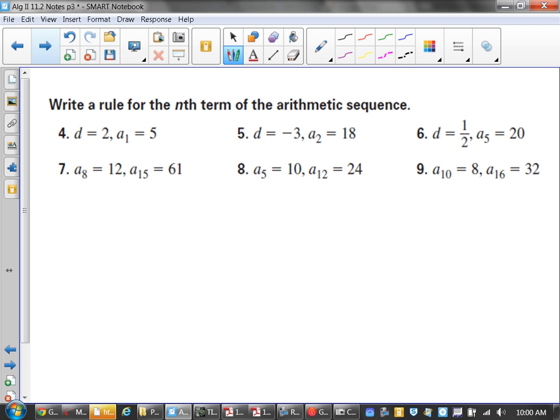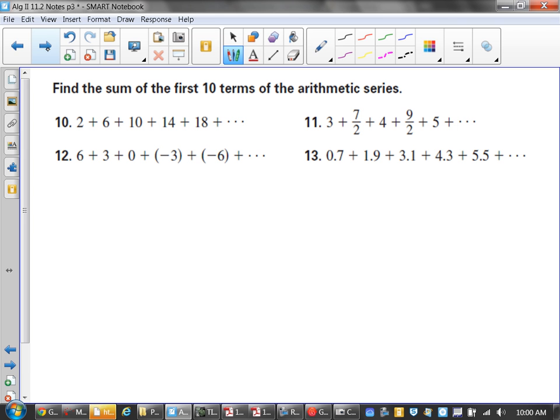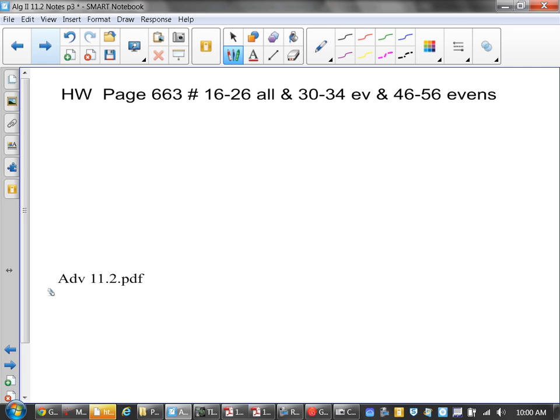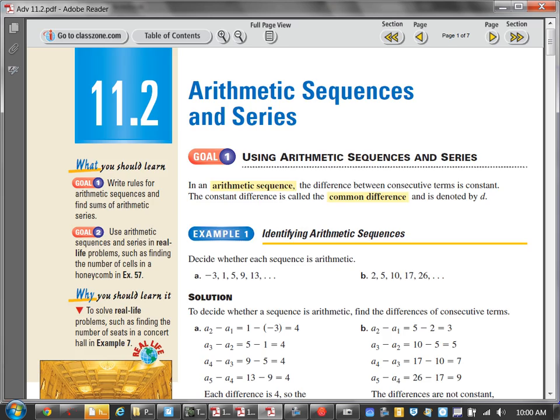All right, so first 10. Let's do. No, where is it? No, we're not doing this yet. I want to do another example here. Oh, that didn't work.